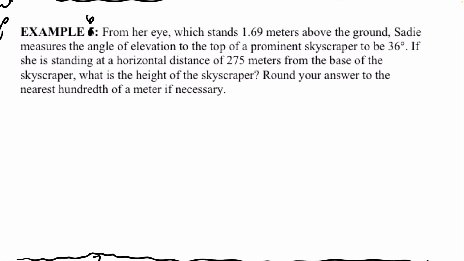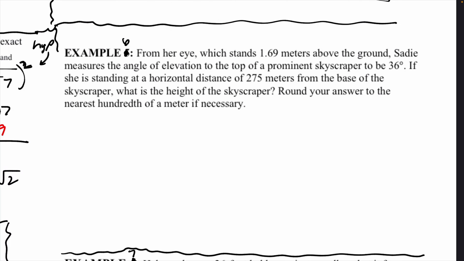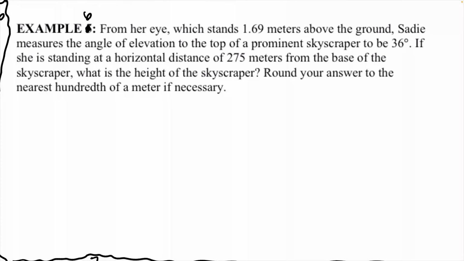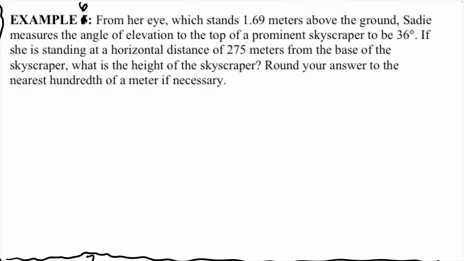From her eye, which stands 1.69 meters above the ground. So we don't really use meters in this country. We use yards, feet, inches, miles. But a meter is very close to a yard. This is a yardstick here, 36 inches. So it's very close to this. So her eyes are 1 and then 0.69 more above the ground. That's what it's saying.